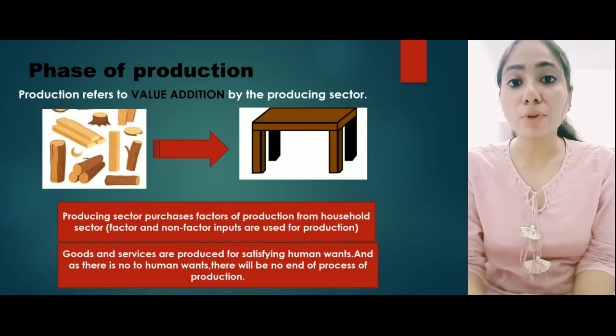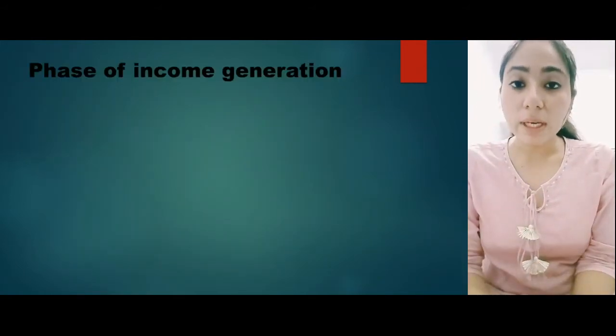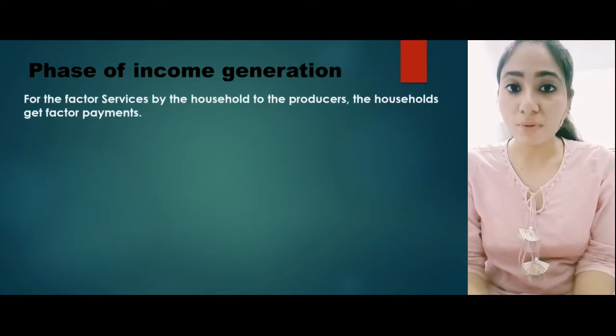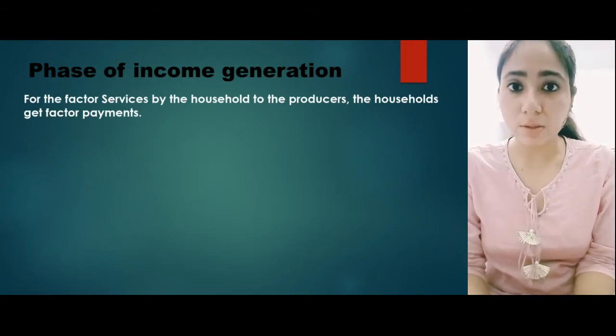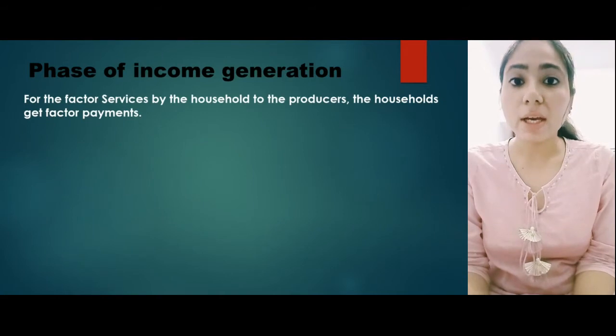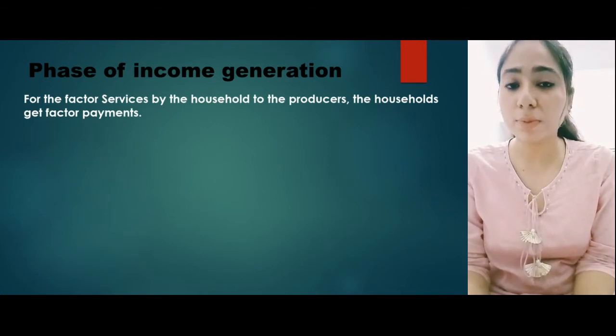Next, the second phase, which is income. When you talk about the income phase, the household sectors are providing the factors of production to the producer sector, and then they'll be getting the factor payments for that. For land, they'll get rent. For labor, they'll get wages or salaries. For capital, they'll get interest. For the entrepreneur, they will get profit. So these are the factor payments they are getting.